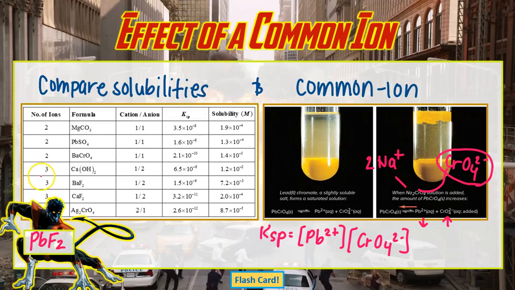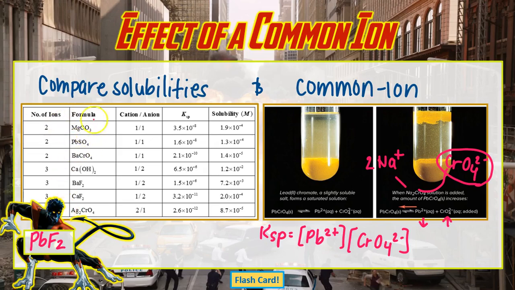Another thing we can do with Ksp values is use them to compare solubilities. And actually, the higher the Ksp value, the greater the solubility. The only caveat is that the compounds that you are comparing have to have the same total number of ions in their formula. What does that mean?